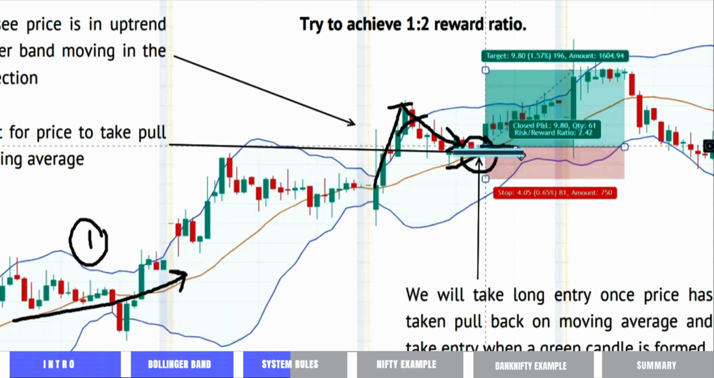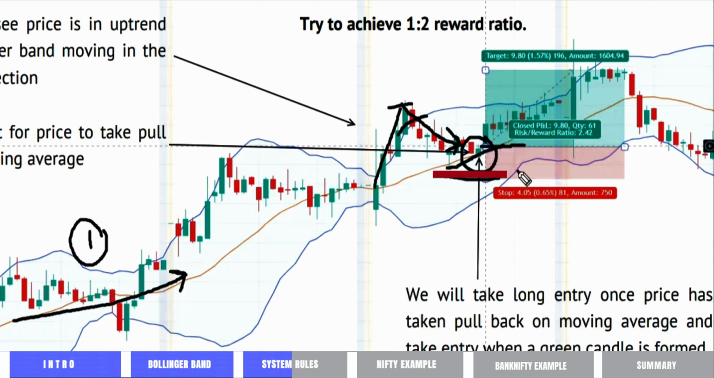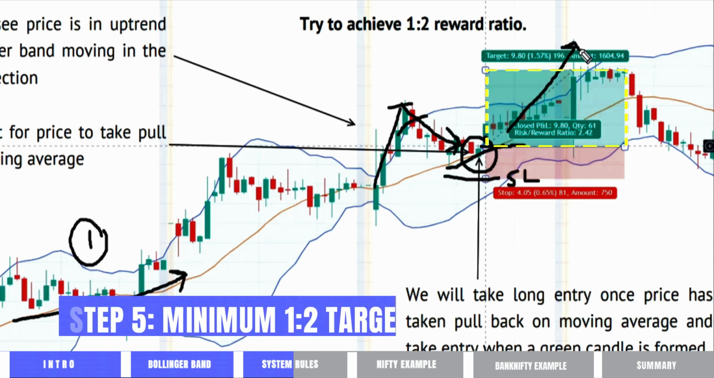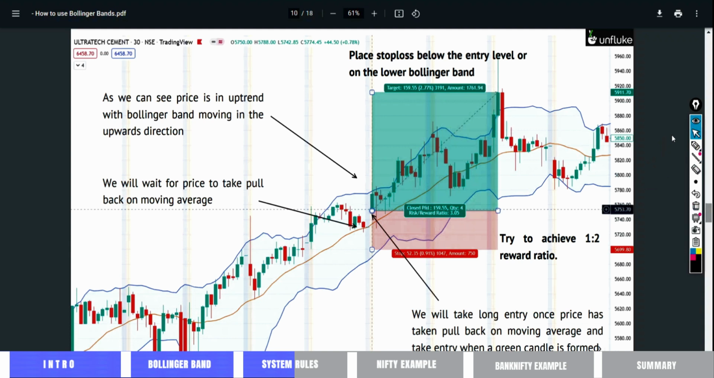So at the closing price, we will take the entry. This will be a buying entry, and we can put the stop loss as the previous swing. So this can be the previous swing stop loss. And we will take at least a 1:2 trade, if not more. And you can easily see that we made a profit of at least 1:2. So this is how we will take the buying trade. Let me show you one more example.